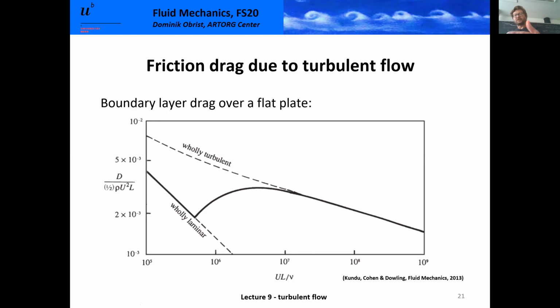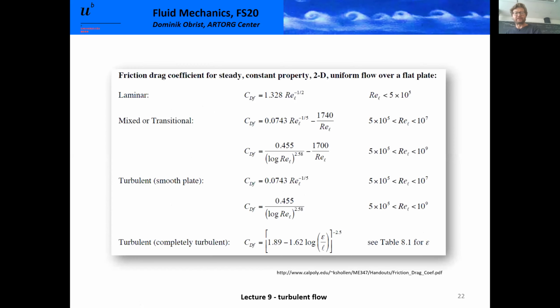That's why it's not so easy to draw these lines, and these lines typically have a kink somewhere, where you usually have the transition from laminar to turbulent. And just as you have nice little formulas for drag coefficients for laminar flow, you have formulas for turbulent flows, for smooth plates, completely turbulent, different Reynolds number ranges, for transitional, mixed flows, and so on. These are all things you can look up in books, or better yet, use one of these tables. There's a link to find some of these tables.